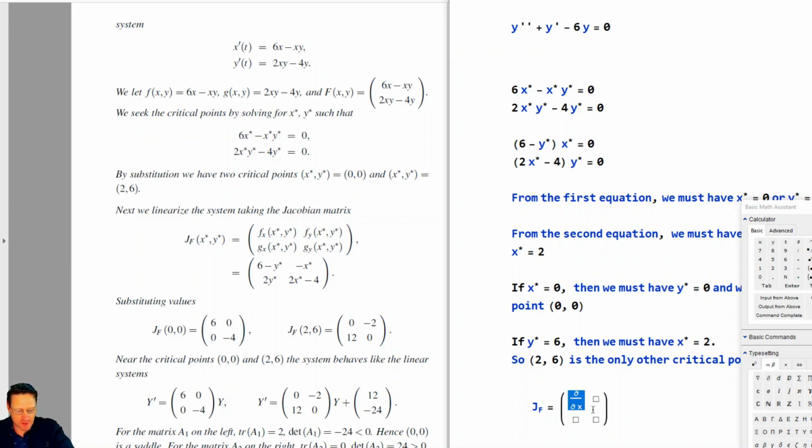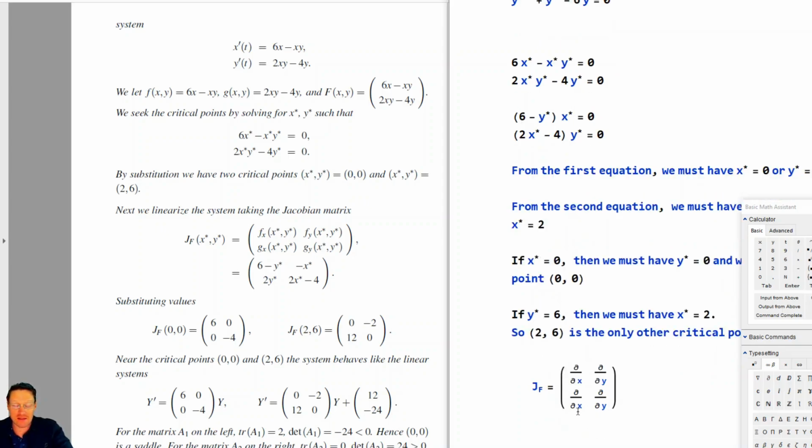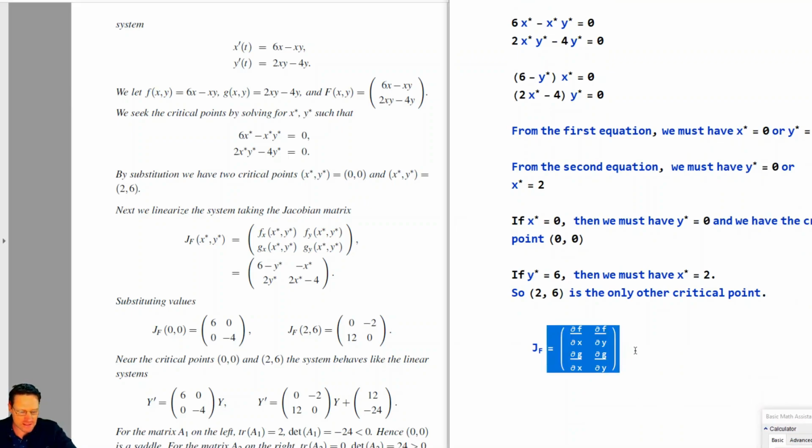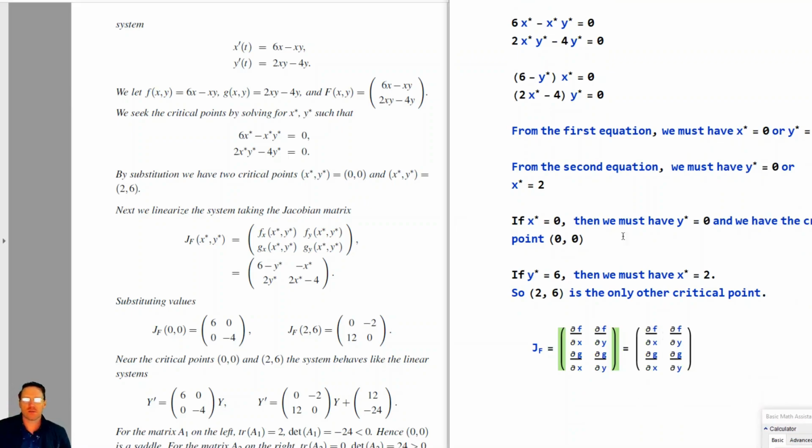So I'll fill in all the partial derivatives first, and then I'll sub in the x and the f and the g. Okay, the top row has f's in it, second row has g's in it. Okay, so we've got to calculate this. So let's sub these in now.